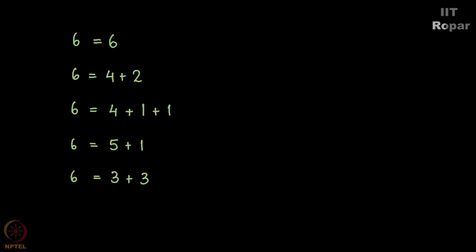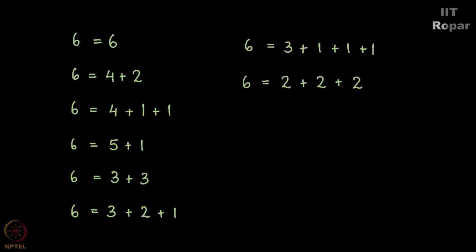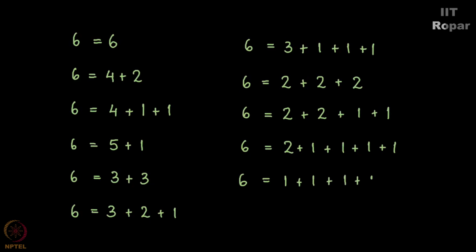Here is something very interesting. Look at these partitions of 6. 6 can be written as 6, 4 plus 2, 4 plus 1 plus 1, 5 plus 1, 3 plus 3, 3 plus 2 plus 1, 3 plus 1 plus 1 plus 1, 2 plus 2 plus 2, 2 plus 2 plus 1 plus 1, 2 plus 1 plus 1 plus 1 plus 1, 1 plus 1 plus 1 plus 1 plus 1 plus 1, all ones, right?